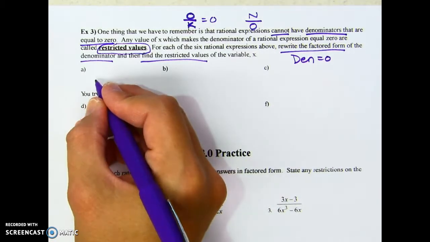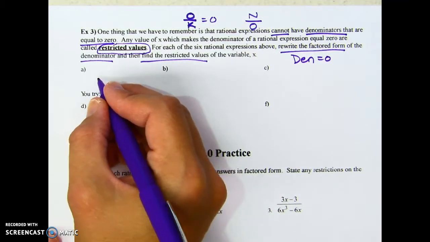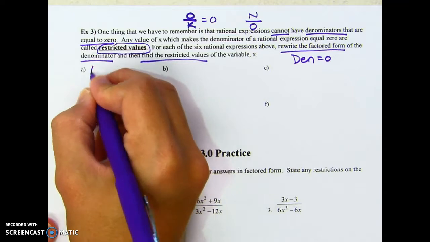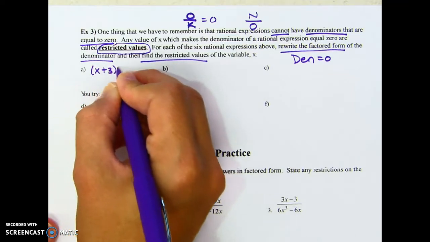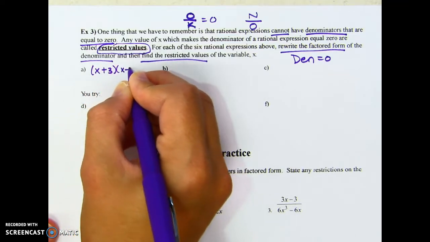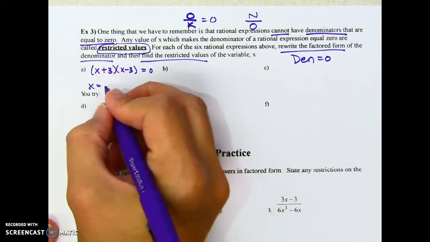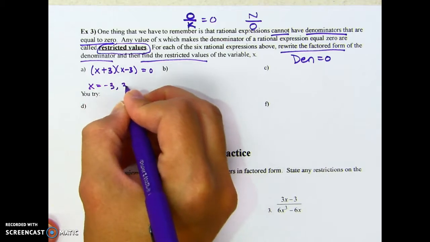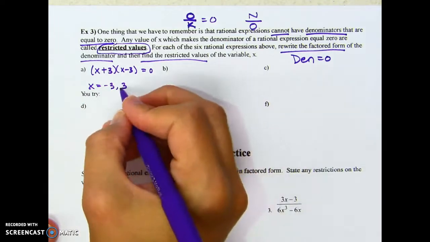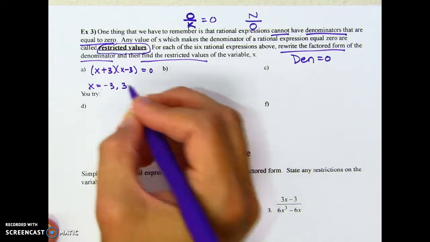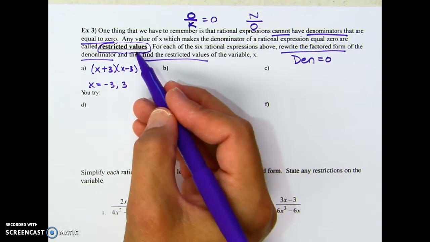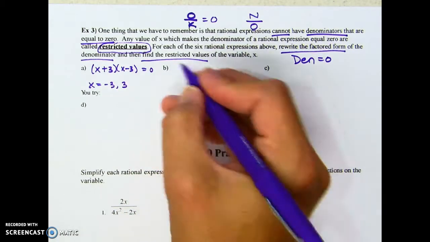So the denominator from a, before you cancel, the denominator from a was this. And if we set this equal to 0, then x equals negative 3 and 3, right? What that means is that you cannot plug those x's in. Those are the restricted values. So let's do this one.